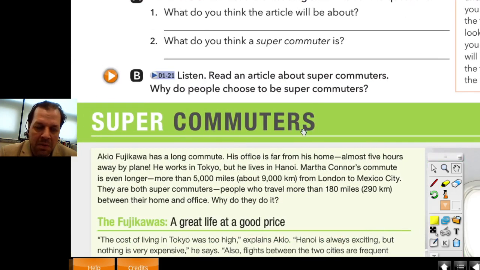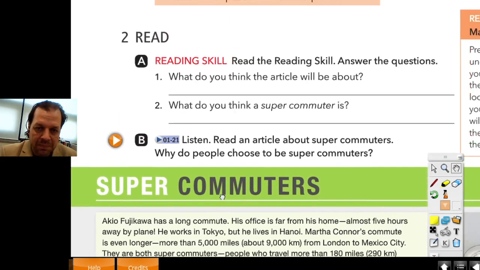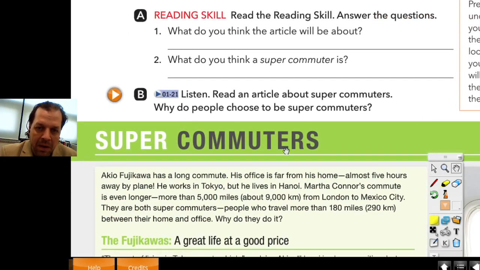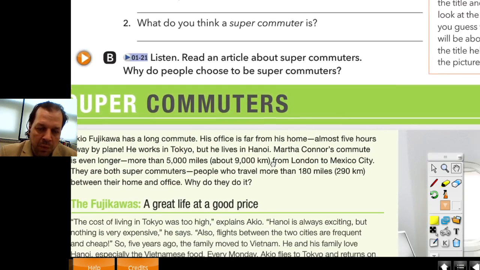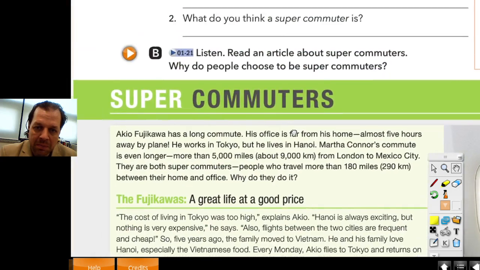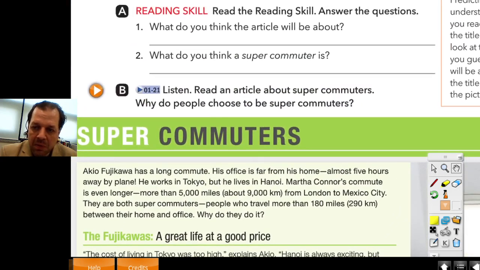So we already know commute is to go between one place and another, like from home to school, or from school to work, or from work to home, or whatever. What do you think the article will be about? What do you think a supercommuter is? Okay. And we have one more listening. Okay, I'm going to play the video so you can read along. Sorry, play the audio track.